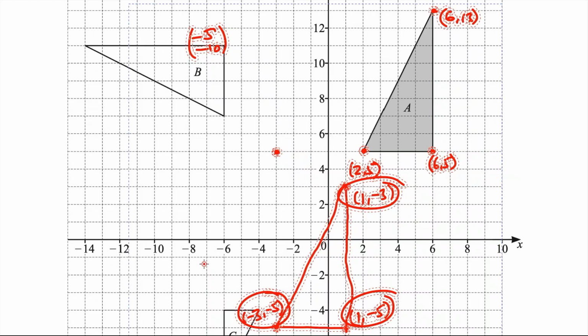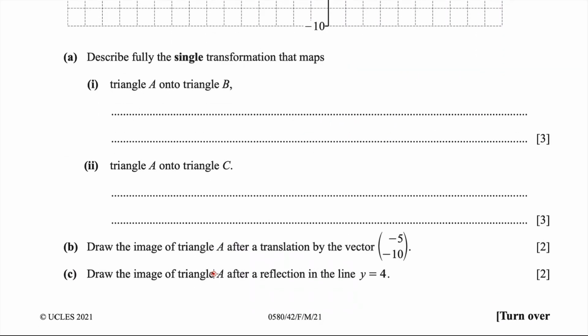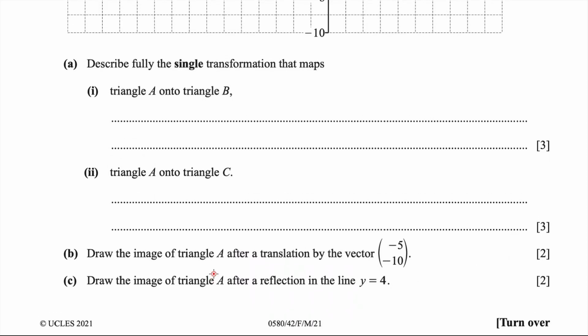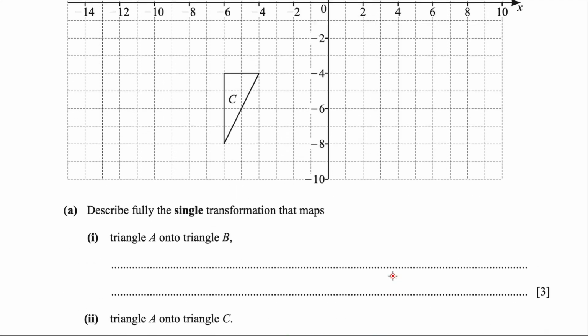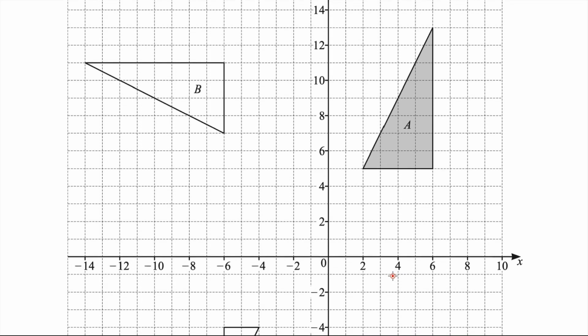Okay, so let us go to the last part here. Draw the image of triangle A after a reflection in the line y is equal to 4. So we are talking about reflection here. What is the line y is equal to 4? This is the line y is equal to 4. This is always parallel to the x-axis.